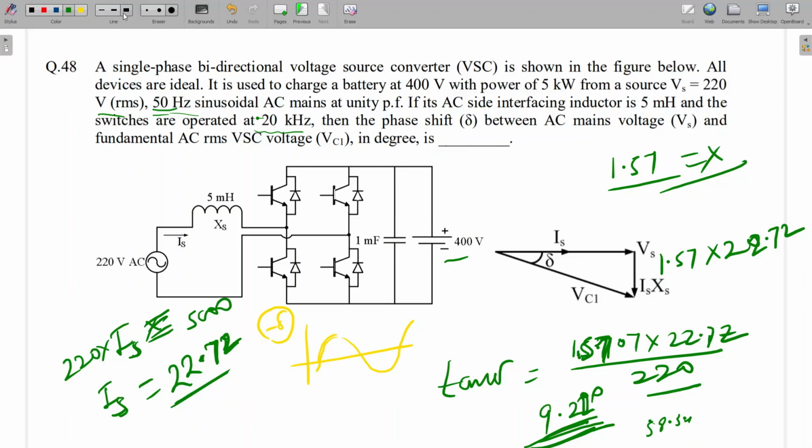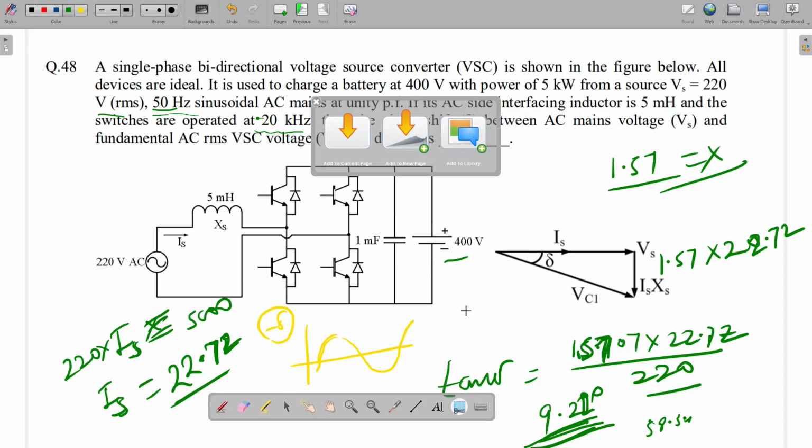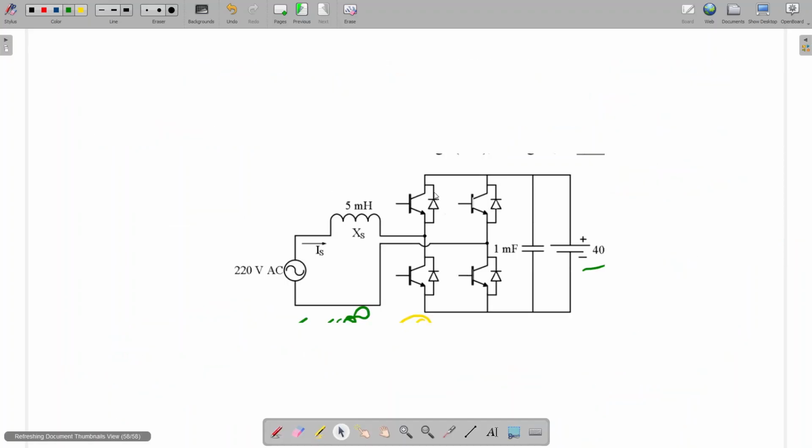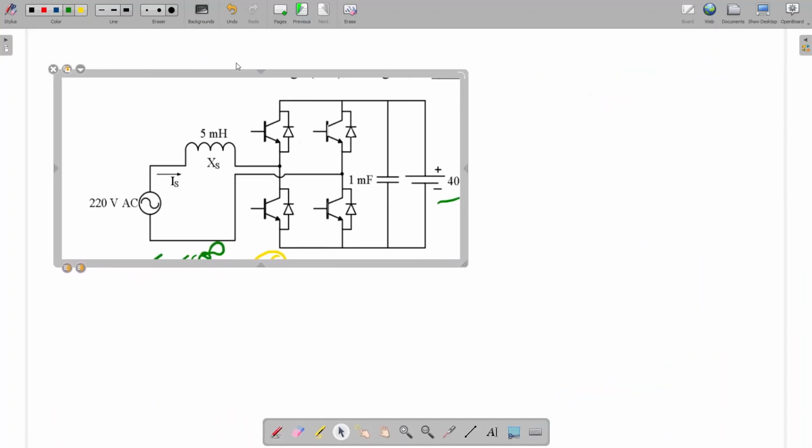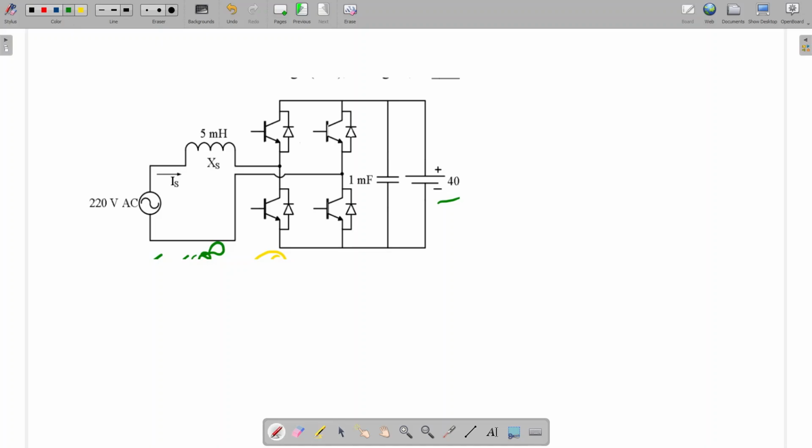So how can a new question be framed on this? I will explore that a little bit. One second. I will just analyze and tell you how they can frame a new question. So I will take this on the next page. See here, they can give data like this. This is the phase voltage.